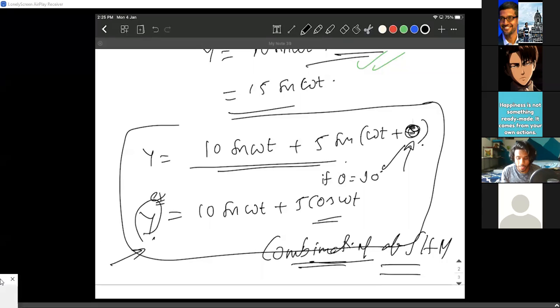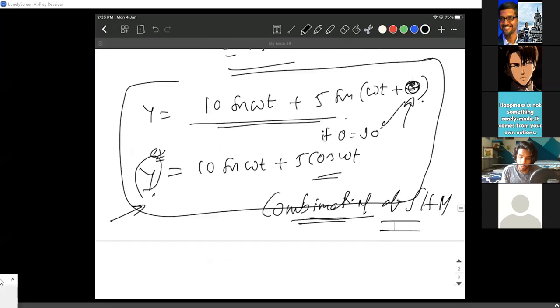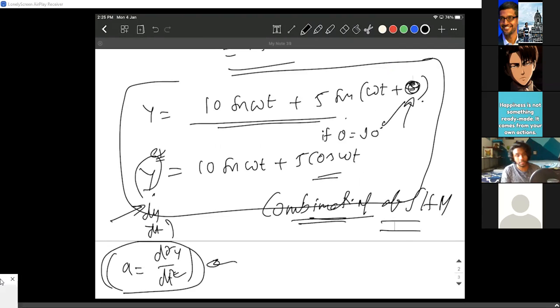We have the displacement equation. If you only differentiate it once, why not differentiate it again and write it as acceleration? Once you write the acceleration, if it is proportional to minus y, can you actually prove that this is an SHM?